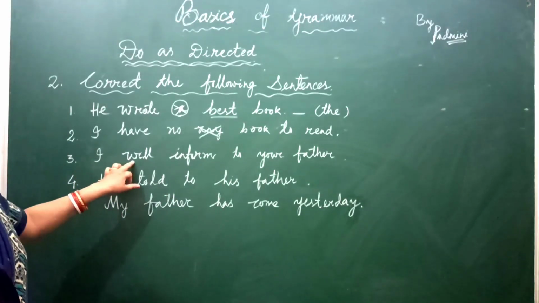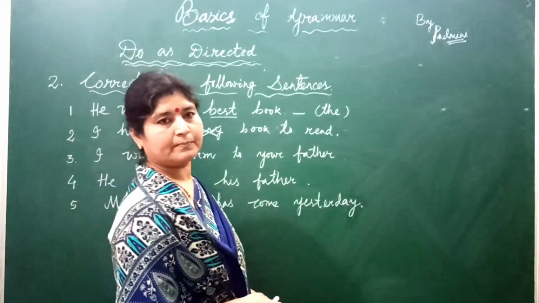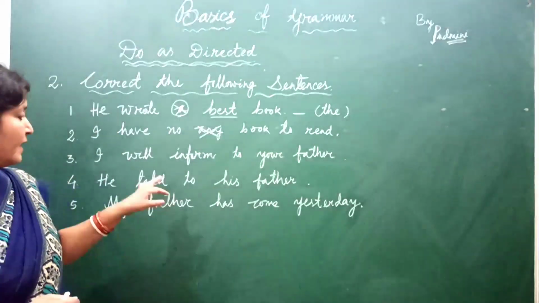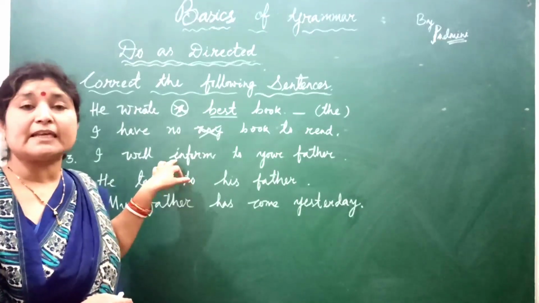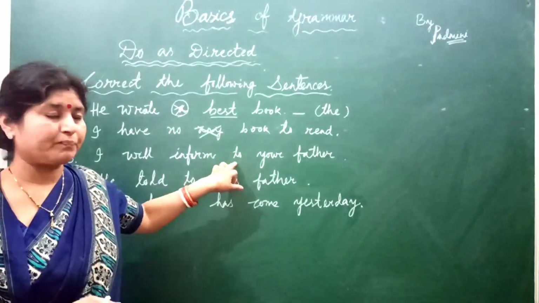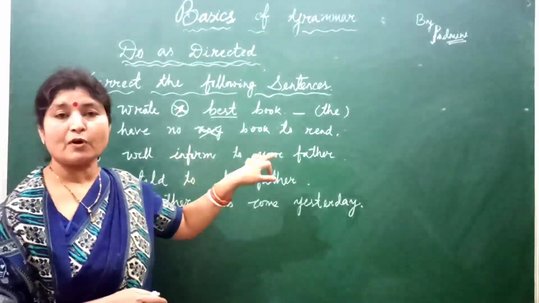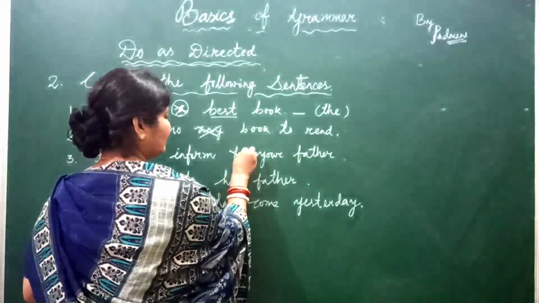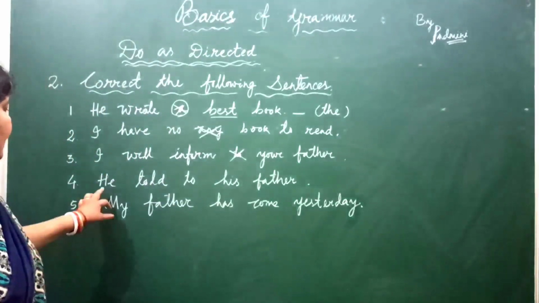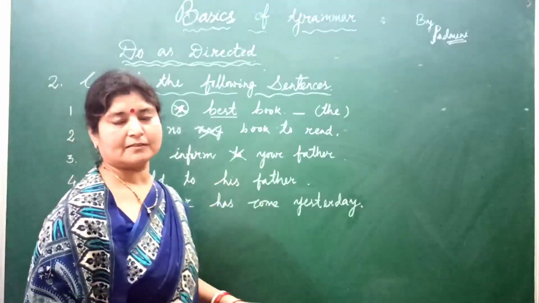Next. I will inform to your father. Whenever the reporting verb "inform" is there, then we should not use "to". So, I will inform your father. "To" you have to cut. Okay? Then next. I told to his father.